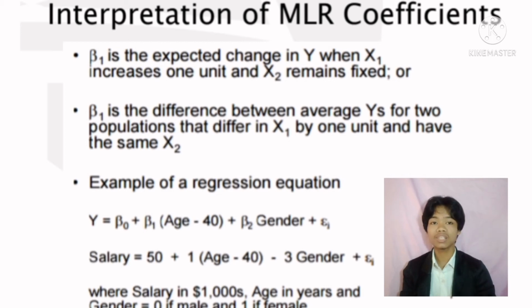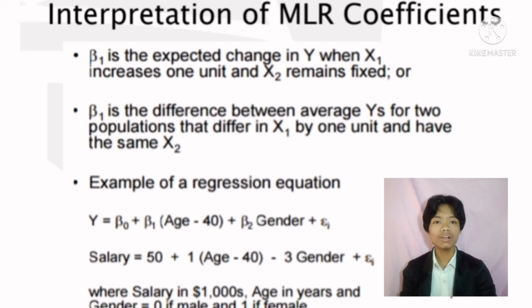regression equation, we have this interpretation of multiple linear regression coefficients. Beta sub 1 is the expected change in y when x sub 1 increases by 1 unit and x sub 2 remains fixed, or beta sub 1 is the difference between average y for 2 populations that differ in x sub 1 by 1 unit and have the same x sub 2.